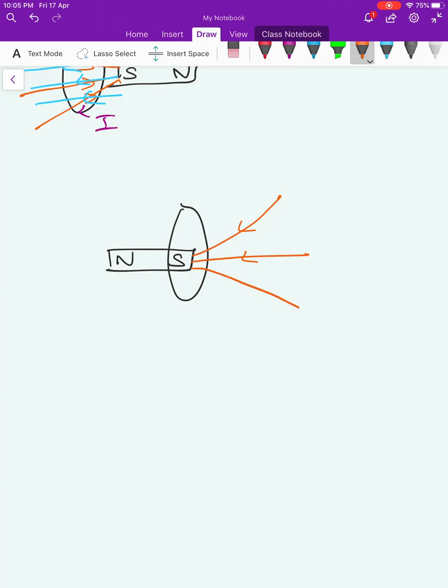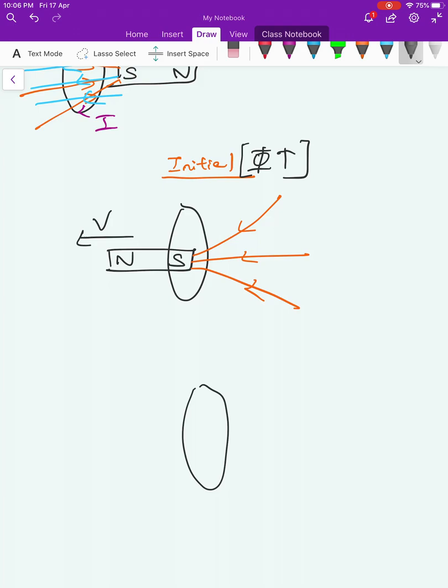So 这个是 initial 啦, okay, initial 在这里. So 那个 coil experience quite high magnetic field, right? If 那个 coil experience high magnetic field 就代表 它有很多 magnetic flux linkage, okay, so 它 initial 的 magnetic flux linkage 很高, okay, 之后 I move the magnet in this direction.